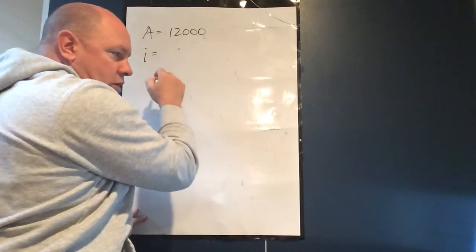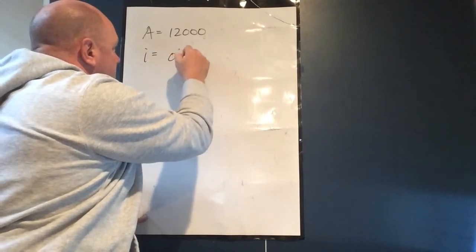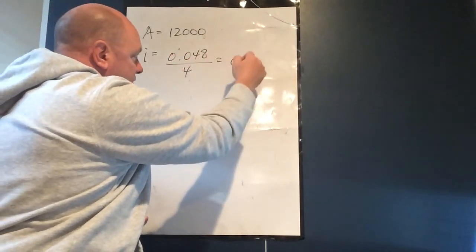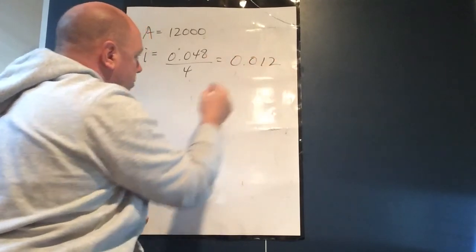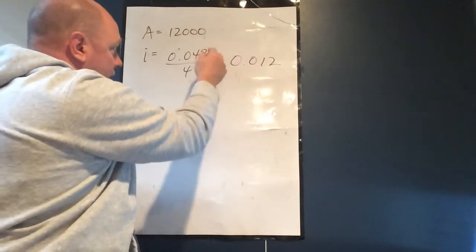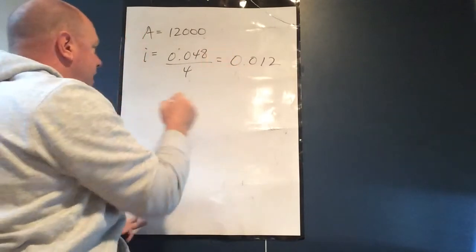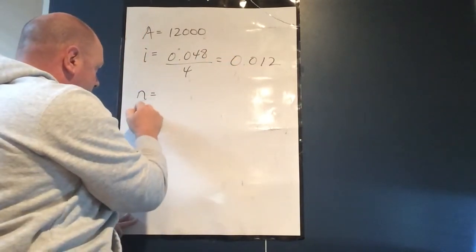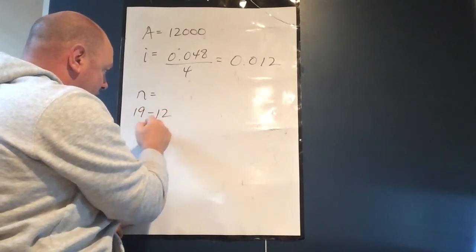i is going to be 0.048 divided by 4, which is going to be 0.012. Again, 4 divided by 4 is 1, and 8 divided by 4 is 2. Get that? Our n value is going to be 19. First off, we're going to have to figure out how many years it's going to take.